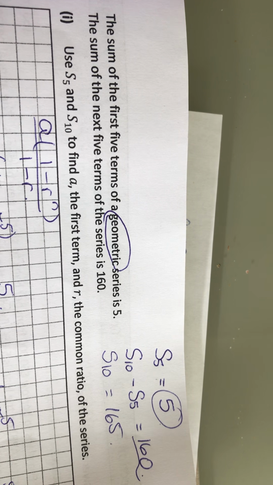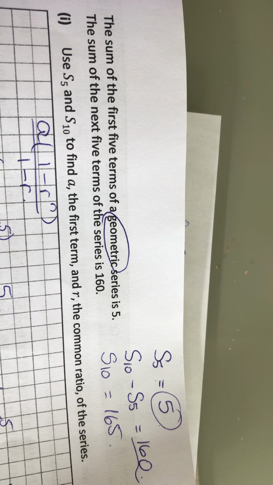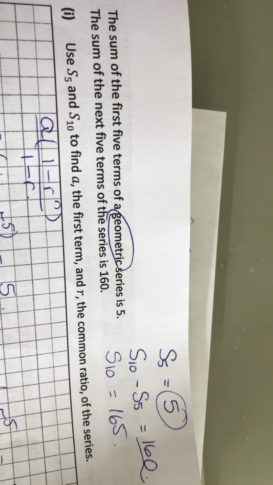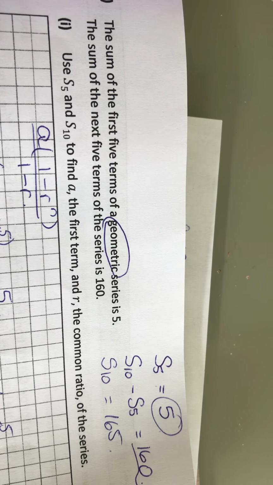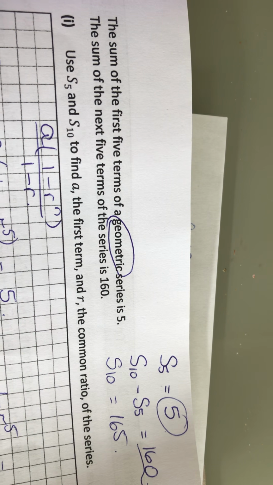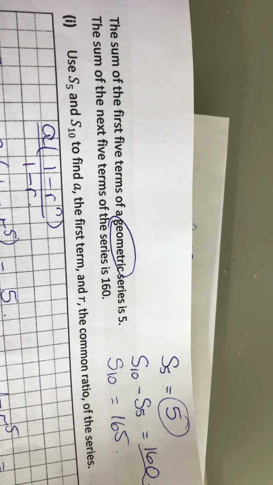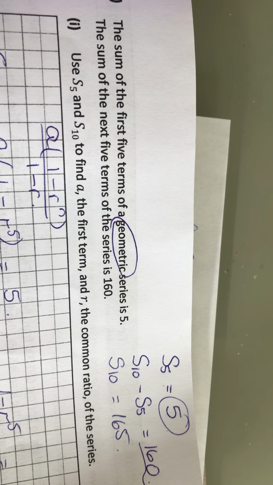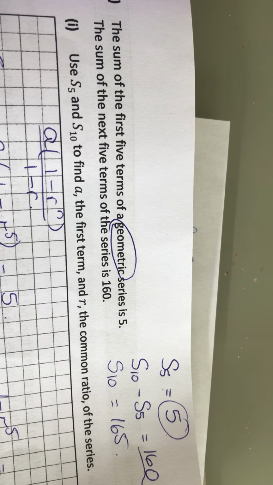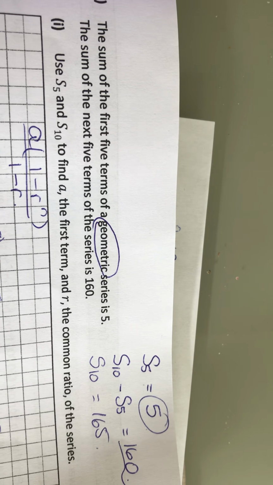The sum of the first 5 terms of a geometric series is 5. So that's S5 is equal to 5. Now make sure you go to your log tables and you get a geometric formula if you're using them. So S5 equals 5, and the sum of the next 5 terms is 160. So if you look at that, that's S10 minus S5 is equal to 160.